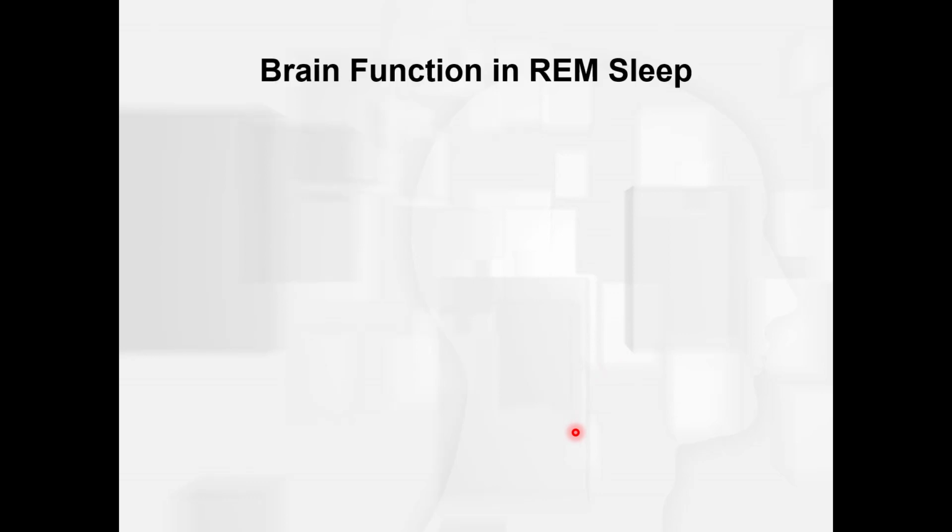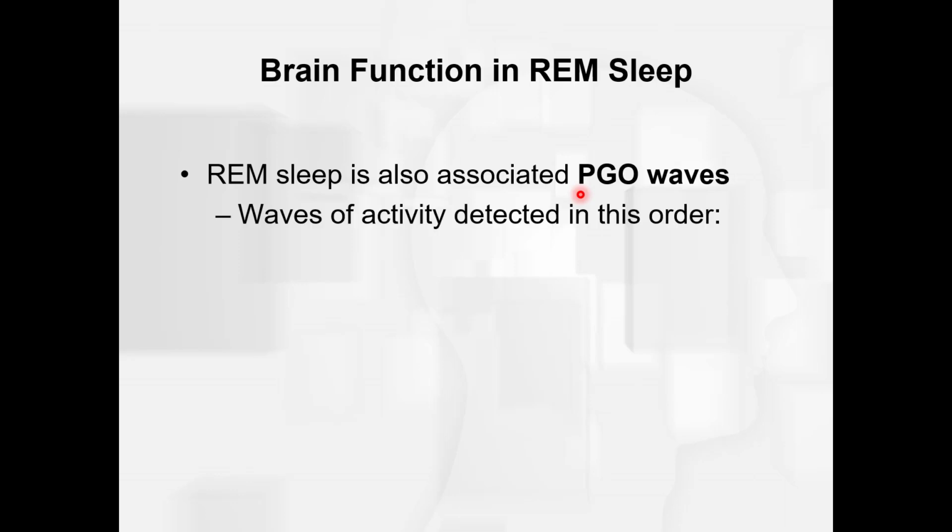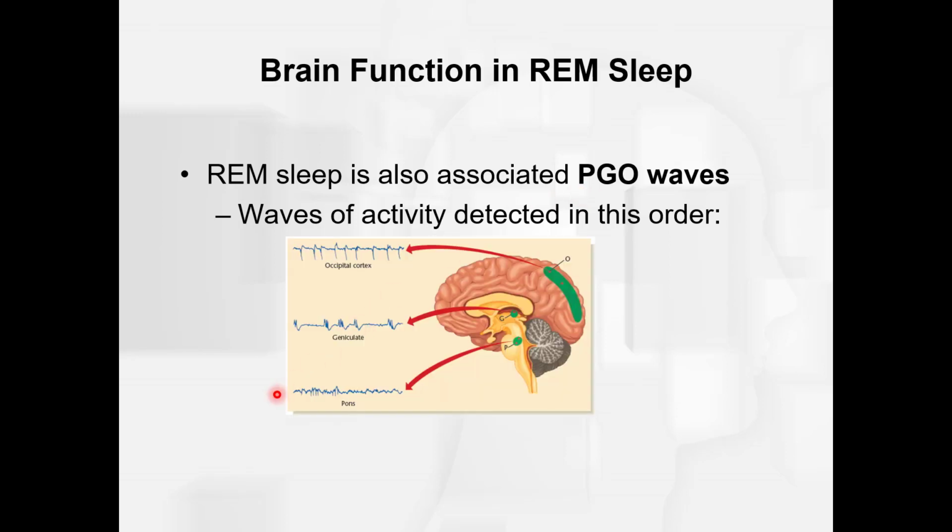REM sleep is also characterized by what are called PGO waves, which is what I mentioned on the previous slide. So what do we think the P stands for, based on that previous slide? Yes, the pons. So again, we see waves of activity detected in this order, PGO. It starts with the pons, and the pons here also, as we saw on the previous slide, stimulate REM brain activity to start.